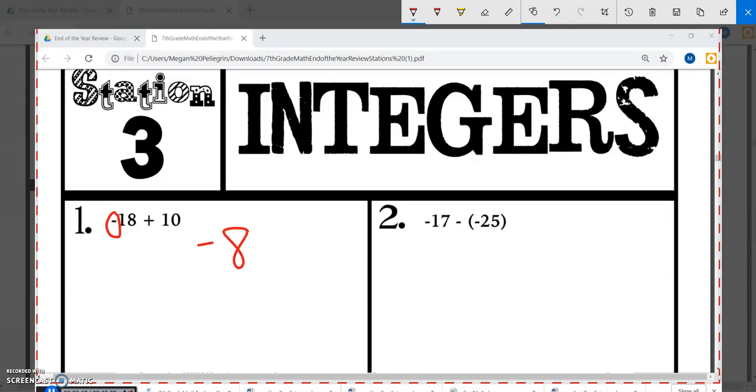and keep the sign of the greater absolute value, so I'm keeping the negative sign. Okay, number 2. I want to make this a better looking problem here, first of all, and not have 2 signs there. So -17, double negative is a positive, and then 25. So again, different signs. So therefore, I am subtracting 25 minus 17. So 25 minus 17 gives me 8 again, and this time it's going to be a positive. We're keeping the sign of the greater absolute value, which is the positive 25. I have more positive than I do negative.